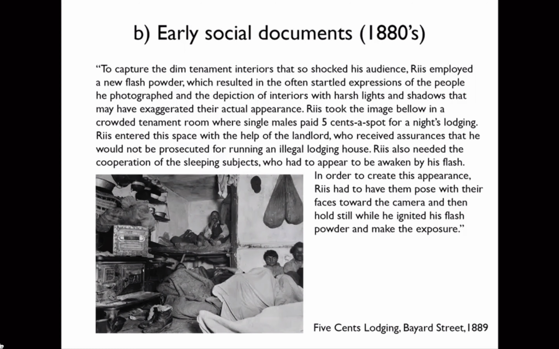Riis took the image below in a crowded tenement room, where single males paid 5 cents a spot for a night's lodging. Riis entered this space with the help of the landlord, who received assurances that he would not be prosecuted for running an illegal lodging house. Riis also needed the cooperation of the sleeping subjects, who had to appear to be awakened by his flash. In order to create this appearance, Riis had to have them pose with their faces towards the camera and then hold still while he ignited his flash powder and made the exposure.